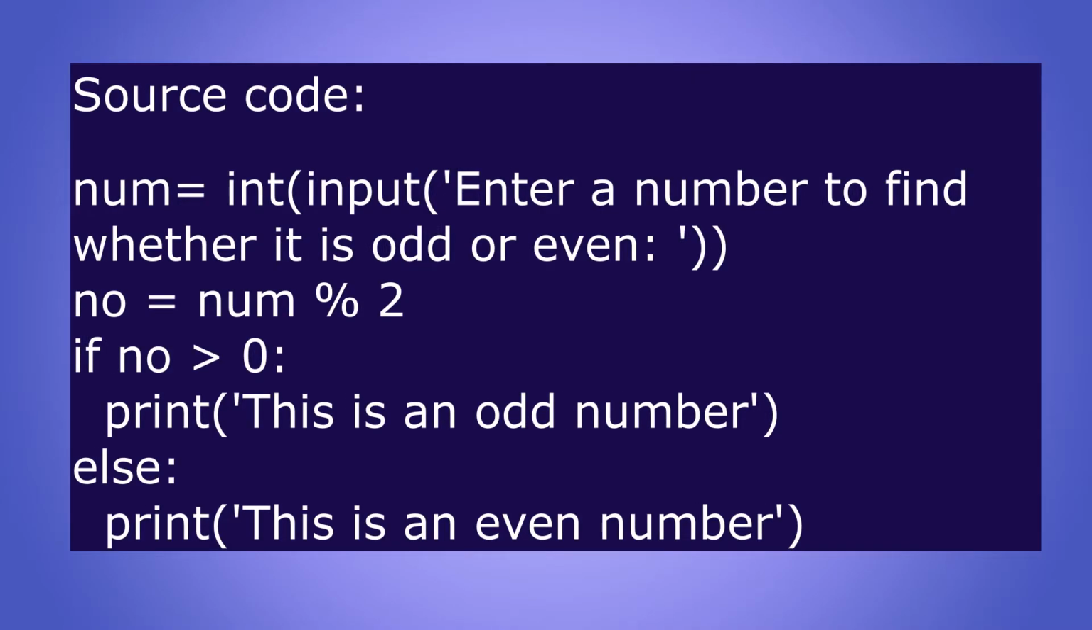Num equal to int input, enter a number to find whether it is odd or even. Now, num equal to num percentage 2. If num greater than 0, print the number is odd, else print the number is even. So what we are going to do, we are going to find the modulus of the number. If the modulus is 0, it is odd. If it is not 0, it is an even number.